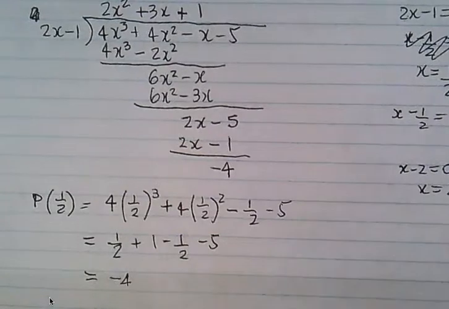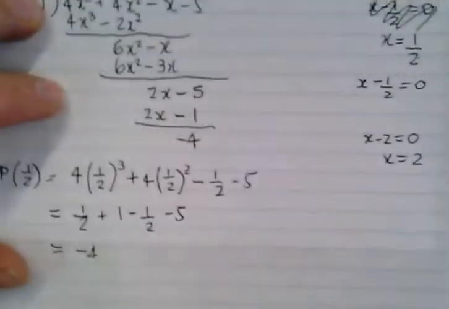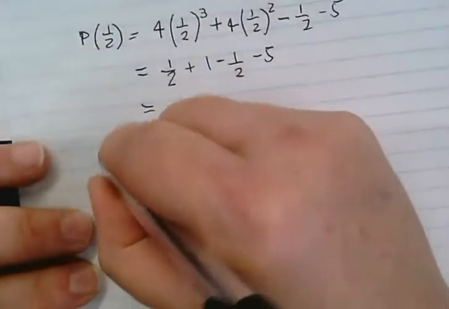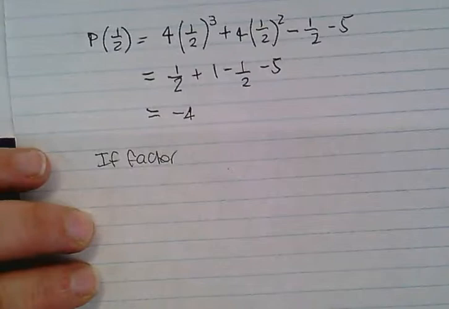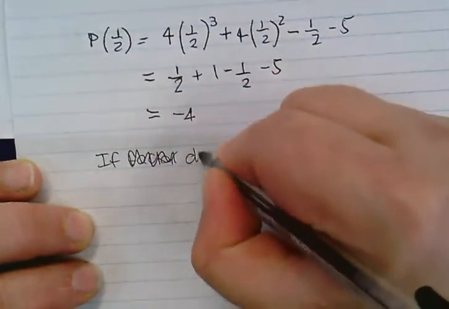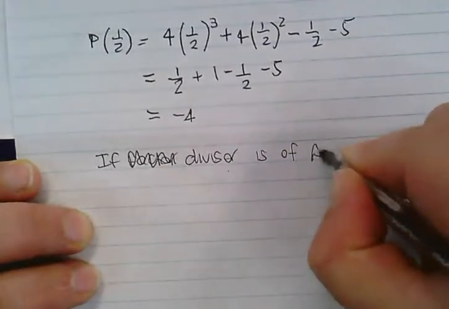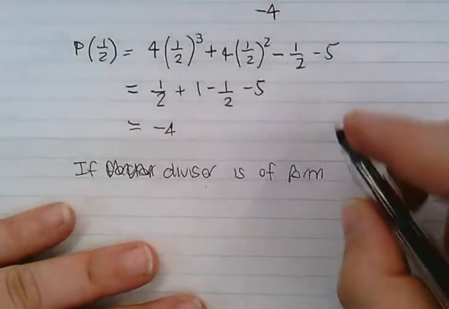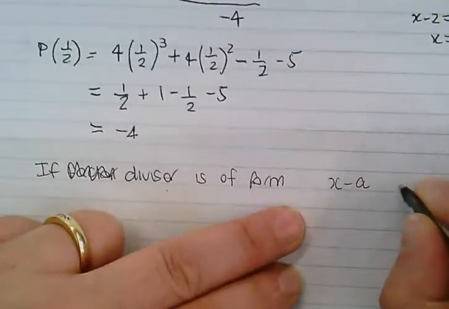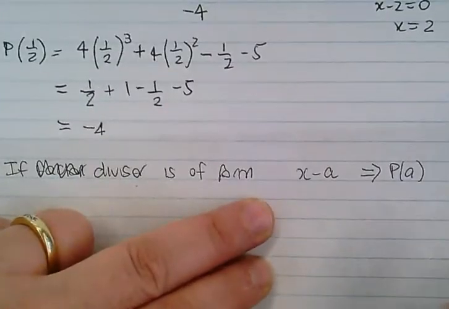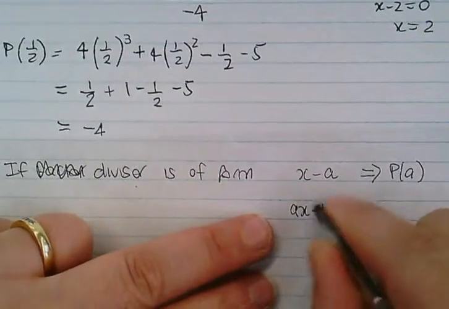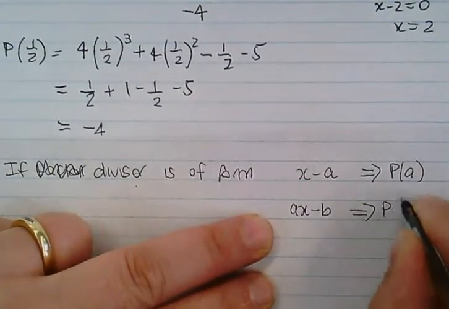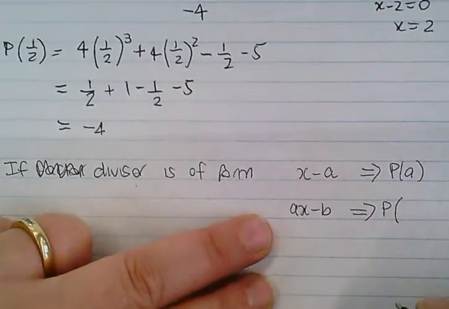So, if your divisor is of the form x minus a, don't you do p of a for your remainder, right? If your divisor is of the form, I'm just going to go ax minus b, it's like we're making x the subject. We do p of what? What do we do? P of what?